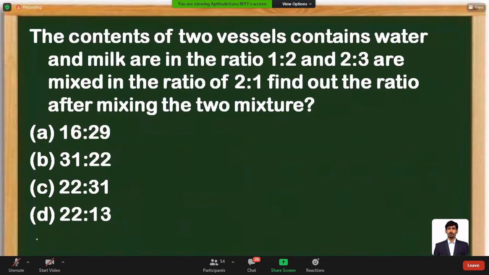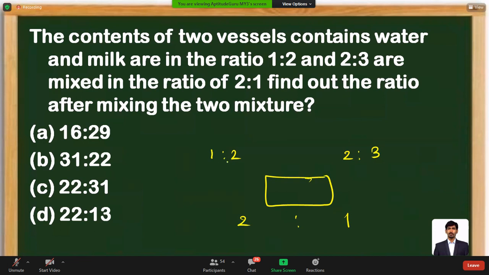Look at the next question. There are two vessels having water and milk in the ratio of 1:2 and 2:3. They are mixed in the ratio of 2:1. Find out the ratio after mixing the two mixtures.